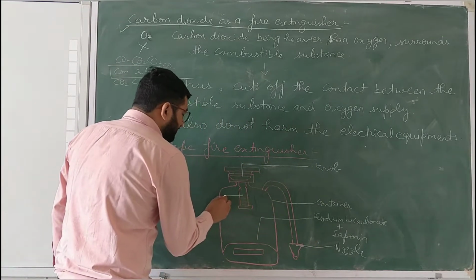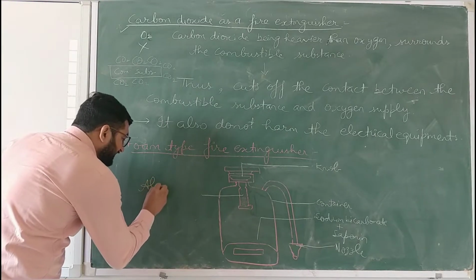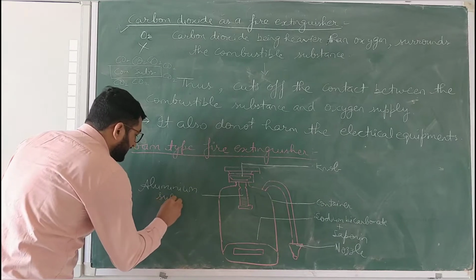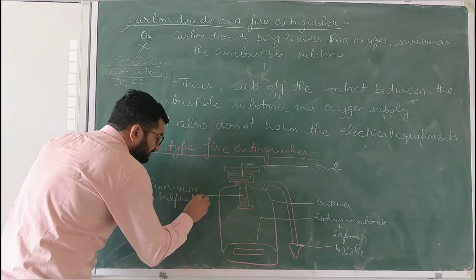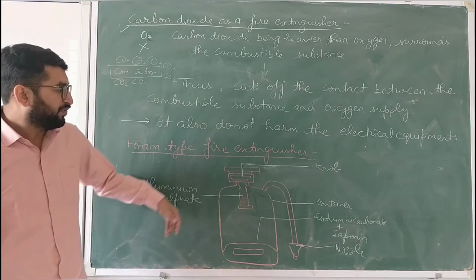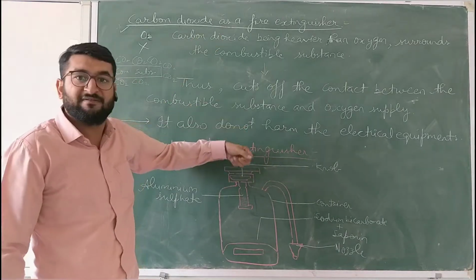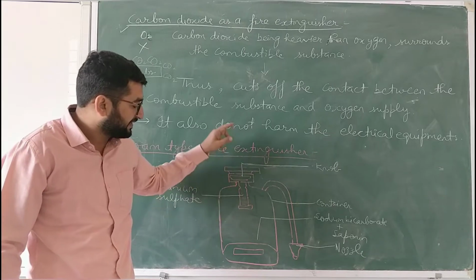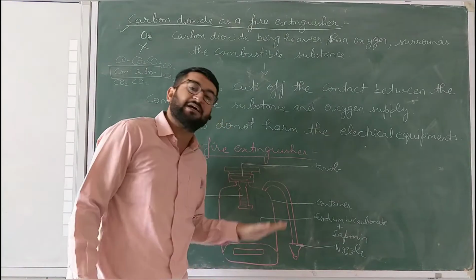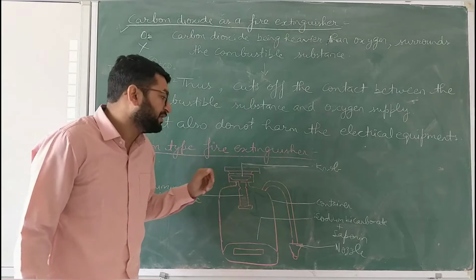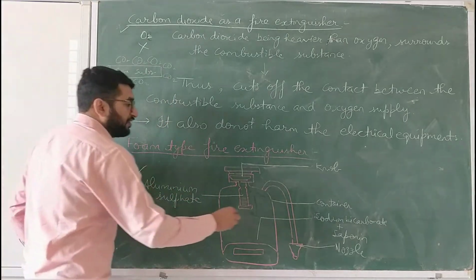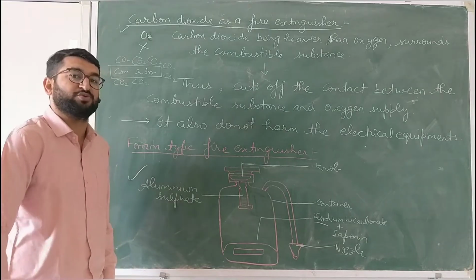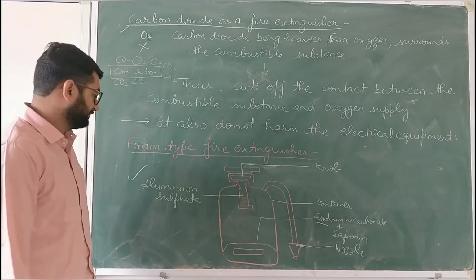There is a container present in that. That container has aluminium sulfate. Draw this diagram. This diagram is very important. What happens when we forcefully pull this knob? This aluminium sulfate container will go down. Niche gir jayega. As it falls down, aluminium sulfate comes in contact with sodium carbonate or bicarbonate. Both can be used, bicarbonate as well as carbonate.